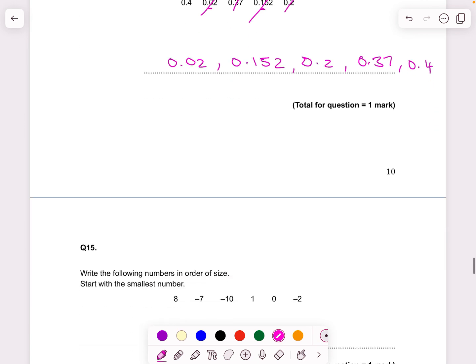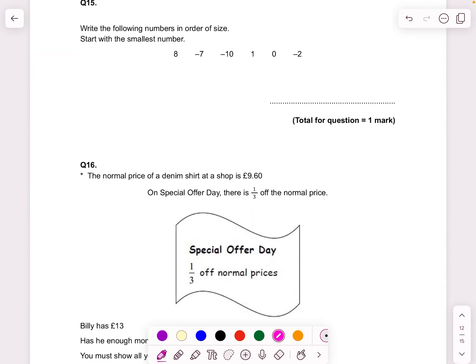Okay. Right. Put these in order. So obviously the more negative, the larger the negative, the smaller the number. So -10, -7, -2, 0, 1, and then 8.